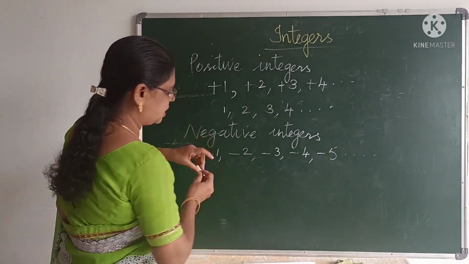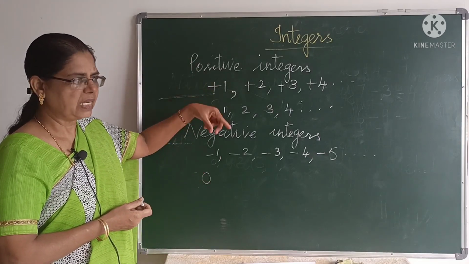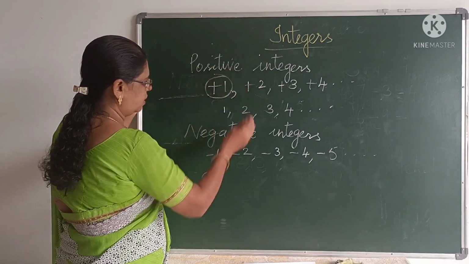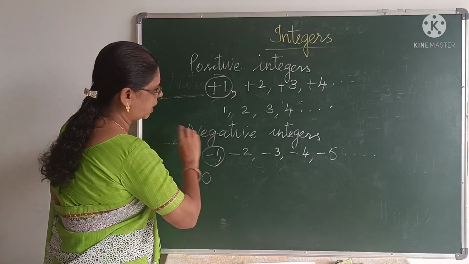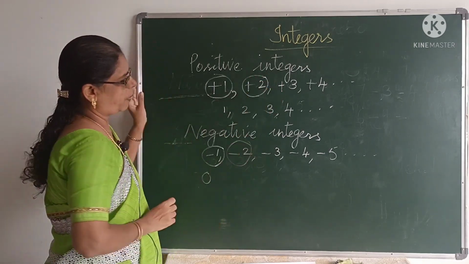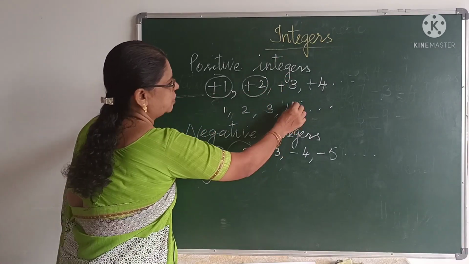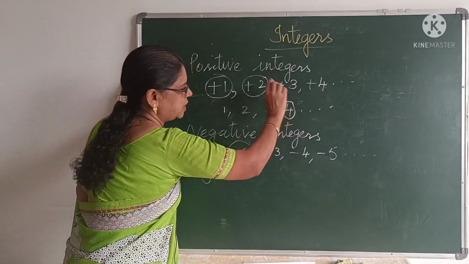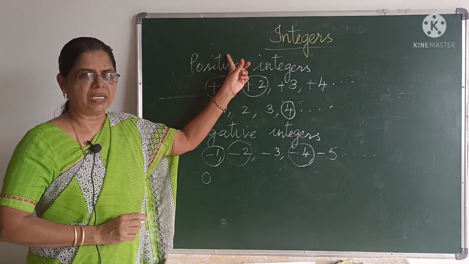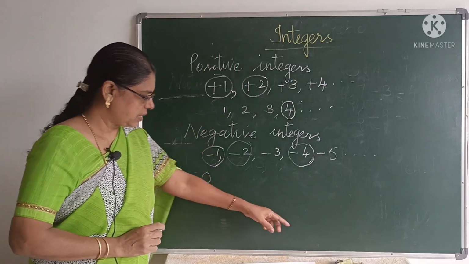For every positive integer, there is an opposite number. There is a negative integer. What is the opposite of plus 1? The opposite of plus 1 is minus 1. The opposite of plus 2 is minus 2. We can say the positive integer without the plus sign also. The opposite of 4 is minus 4. So for every positive integer, there is an opposite number. It's a negative integer.